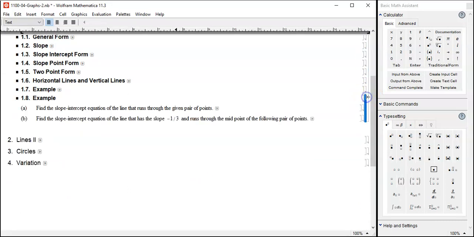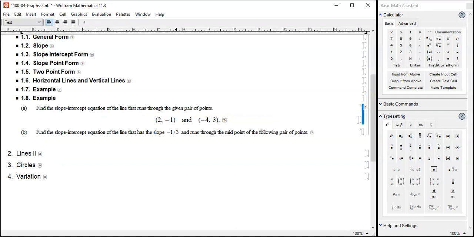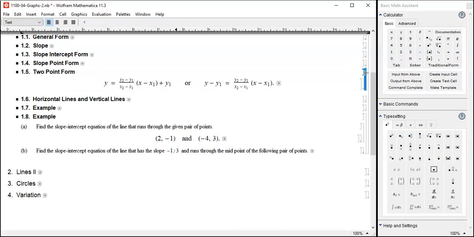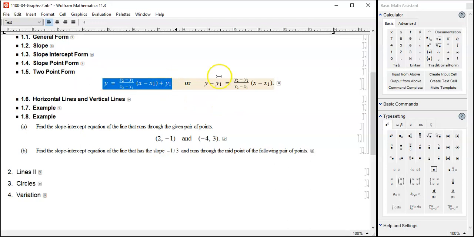Okay, some more example problems. Find the slope-intercept equation of the line that runs through the given pair of points, and we have these two points, (2, -1) and (-4, 3). My first reaction here would be using this 2-point form. Plug in these numbers to x1, y1 and x2, y2. Simplify, and then you're going to get the answer. Either you use the first form or the second form, it doesn't matter. Either way, it's correct.